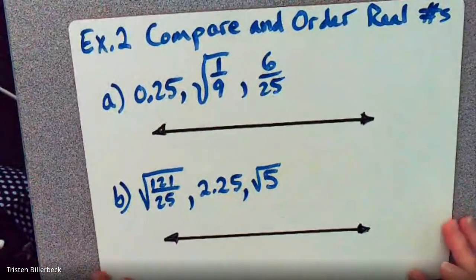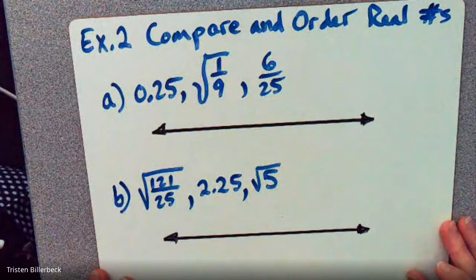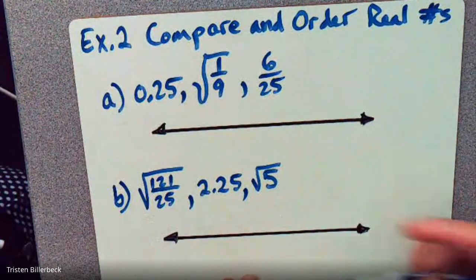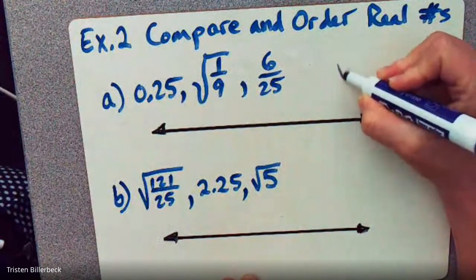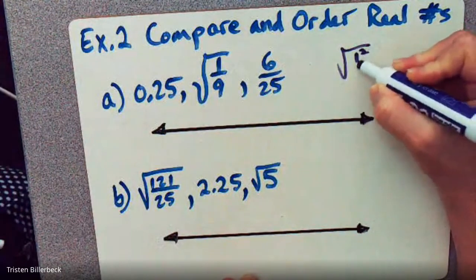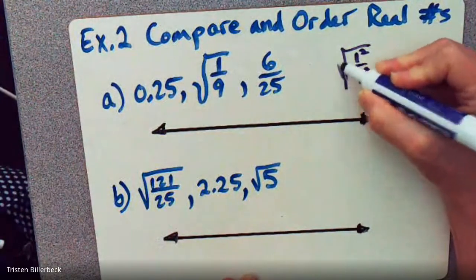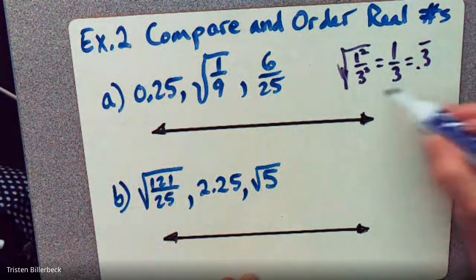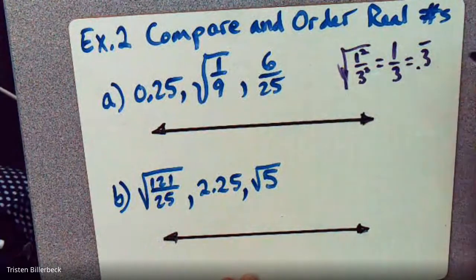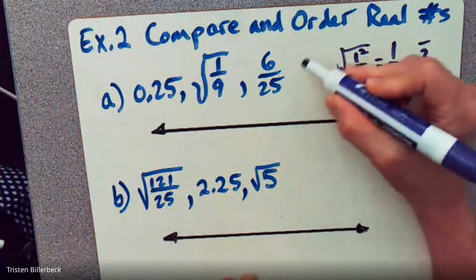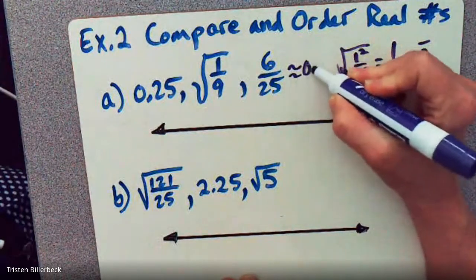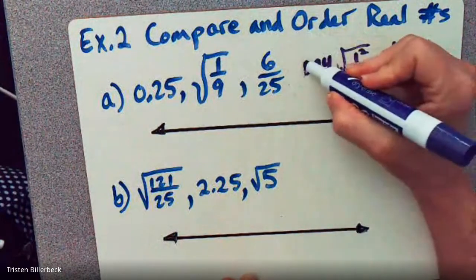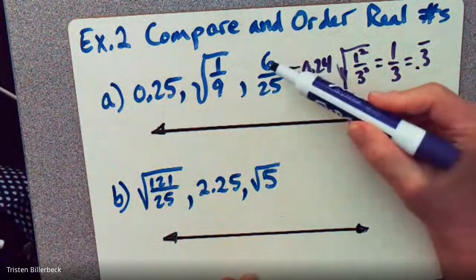Okay, so then our example 2 is we're going to compare and order numbers. So if we have 0.25 there, and the square root of 1 over 9, that's 1/3, which is 0.3 bar. And then we have 6 over 25. Well, this one equals 0.24.